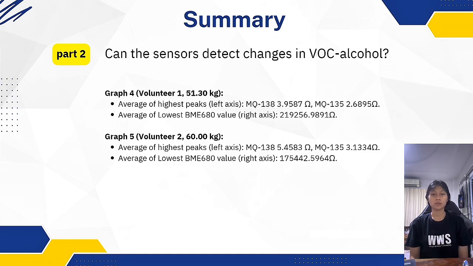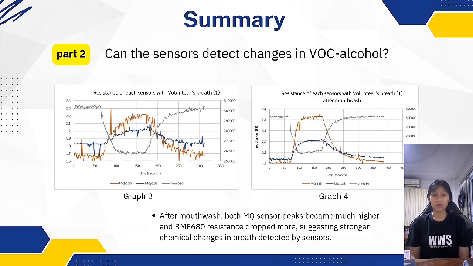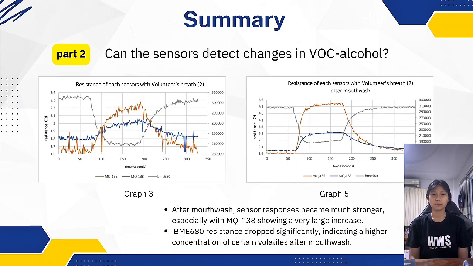You can see from the fourth graph that the MQ138 increased significantly throughout the duration. This also happens to the BME, which dipped drastically throughout the process. You can see the same happening to volunteer number 2.